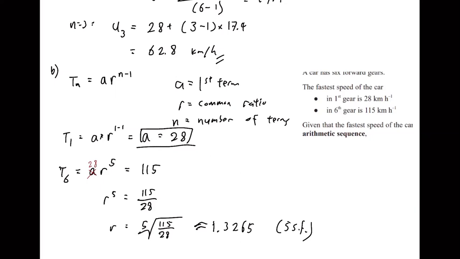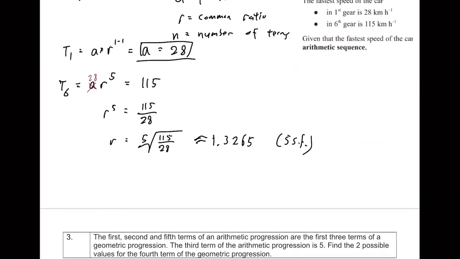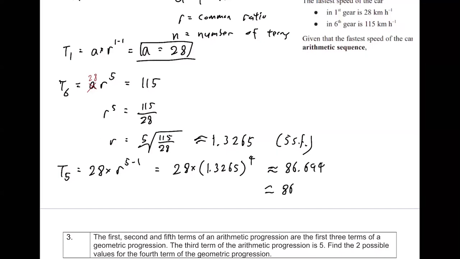In this case, what else did they ask us? They asked us to find the speed of the car in fifth gear. Okay, so fifth gear means what? Means you want T5, which is really just A, 28, multiplied by R to the power of 5 minus 1. Then we'll just have to use the approximated value for R, 1.3265 to the power of 4. Okay, type that in the calculator. We will get approximately 86.694, which is approximately 86.7 km per hour, 3 s.f.